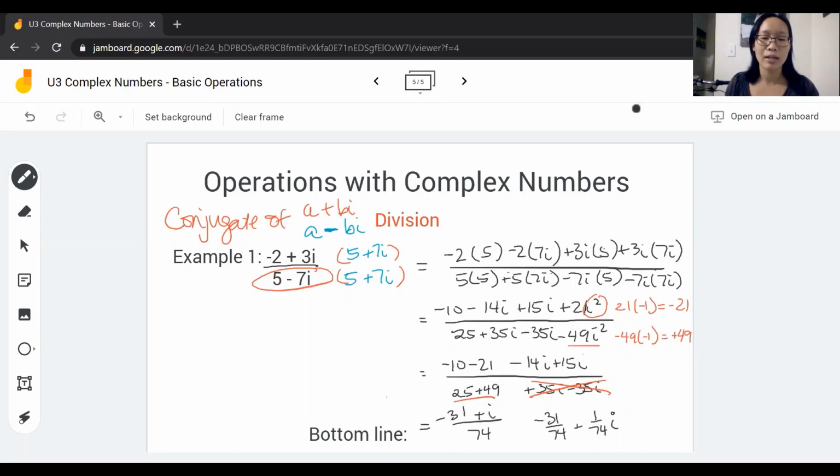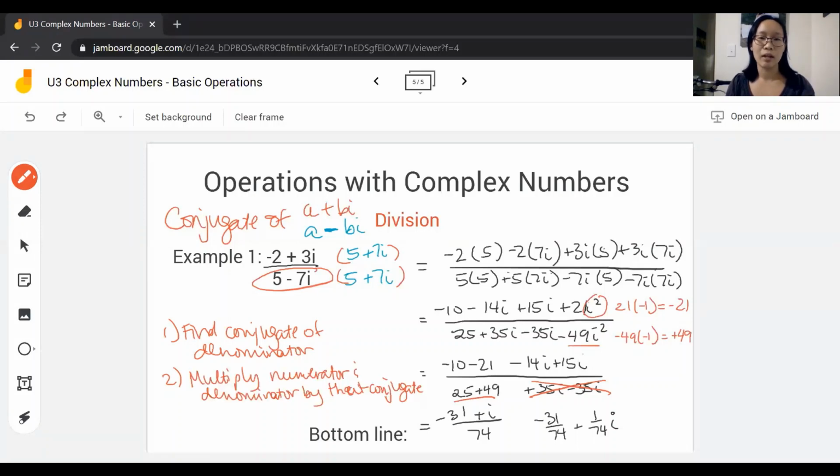The bottom line is that when you divide complex numbers, you do three things. First, you find the conjugate of the denominator. Then you multiply the numerator and the denominator by that conjugate. Finally, you simplify, combining like terms and using your skills from the other operations.